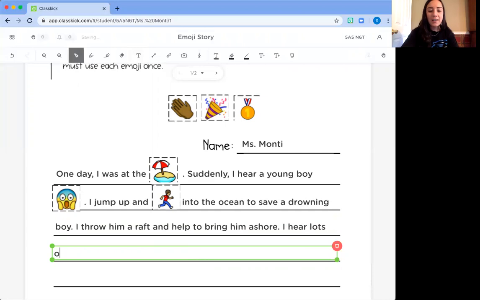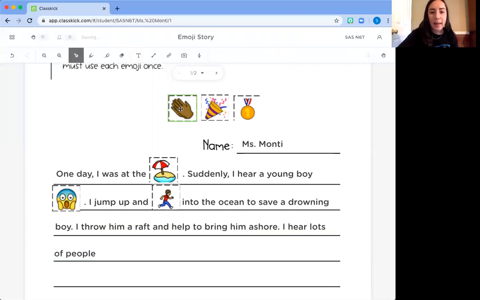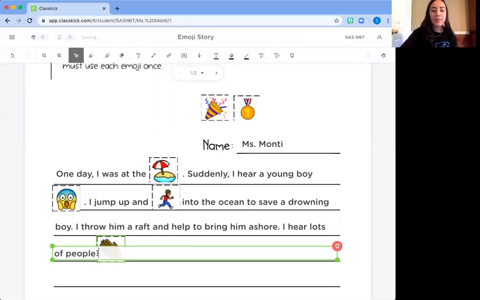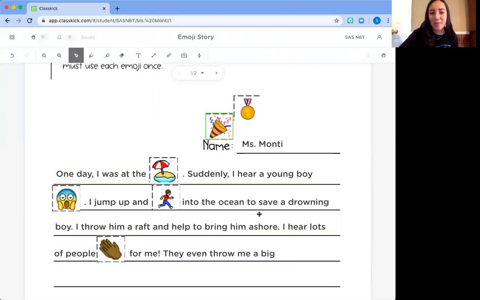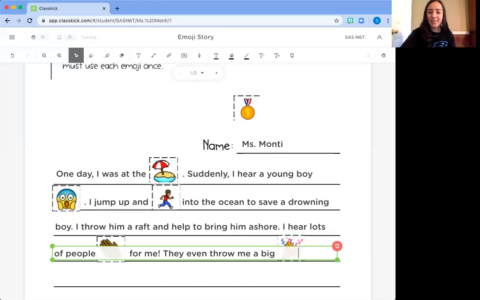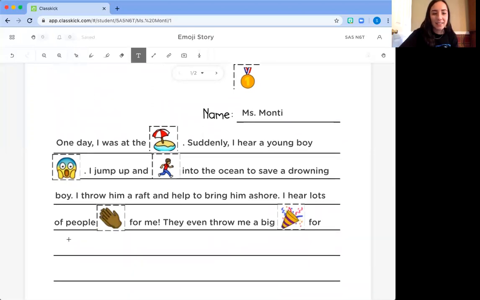So I hear lots of people clapping. So I'm going to use my picture. Clapping for me. They even throw me a big party. I'm going to use this picture as a party. Big party for saving the boy.